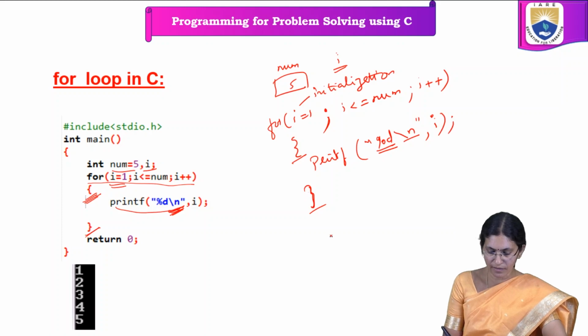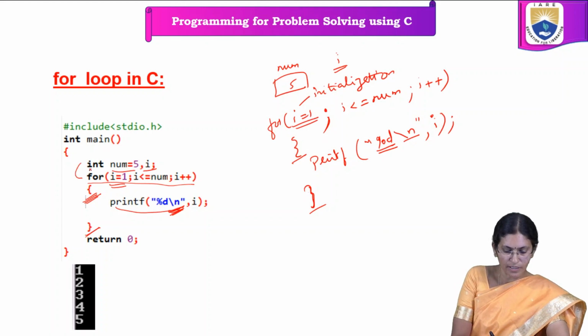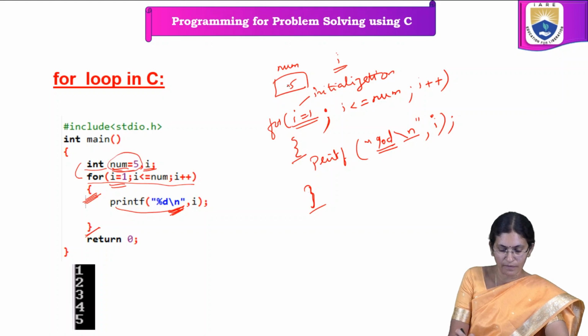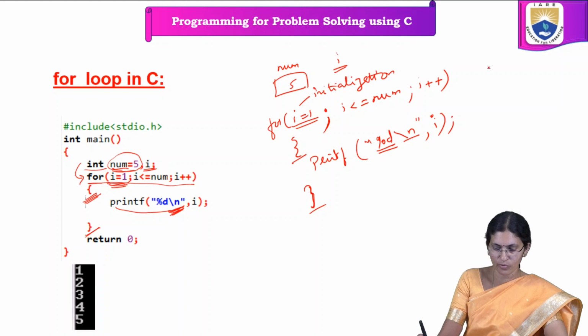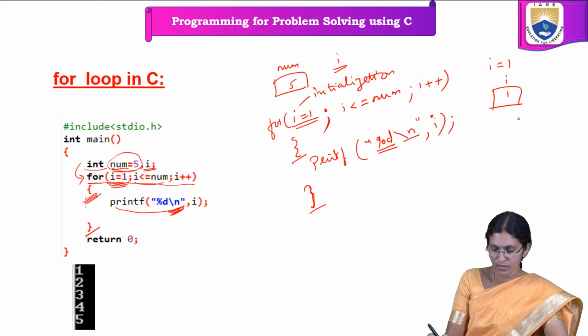Now let us understand what will be the output of this one. First, the control, after declaring the variable num and initializing it to 5, is transferred inside the for loop. When the control is transferred here, the first step is initialization, so i will be equal to 1. There is a variable i, so its value will be assigned as 1. Next the condition will be checked. So what is the condition?